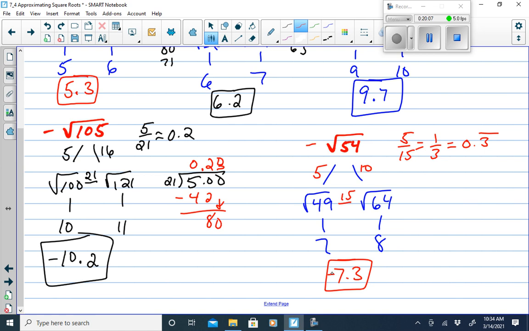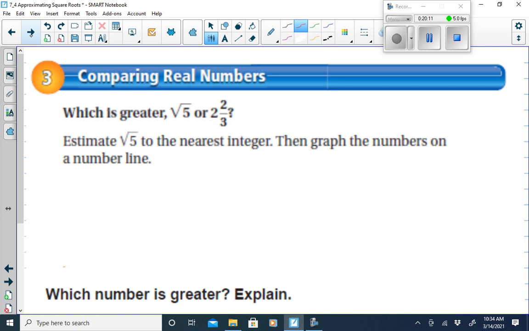All right, hopefully those are some good examples for you. A few more things in the lesson. We want to be able to use this strategy now to compare numbers. We want to compare the square root of 5 with 2 2/3, and we're being asked which of these numbers is greater. Well, in order to determine which is greater, we need to know their decimal values so we can compare.